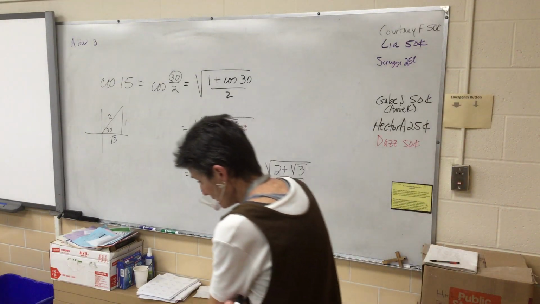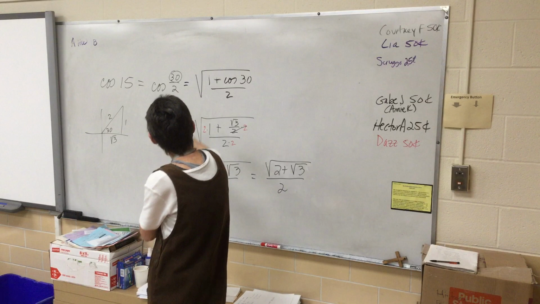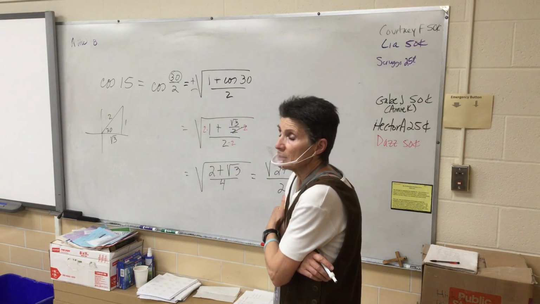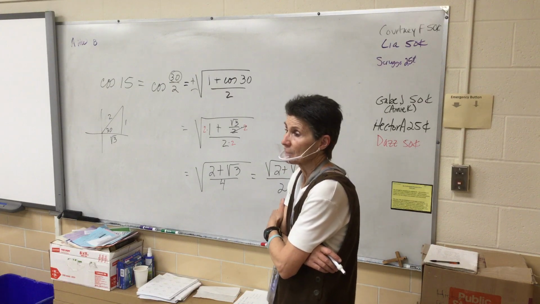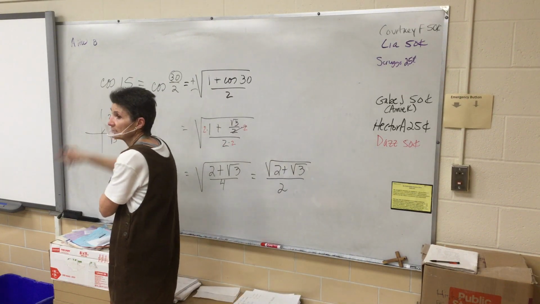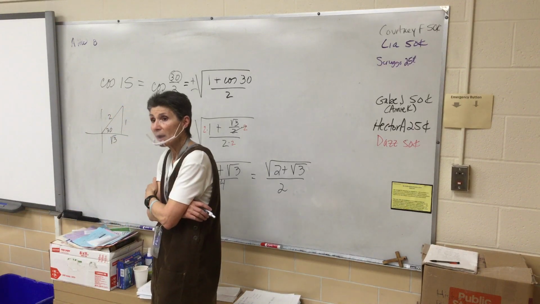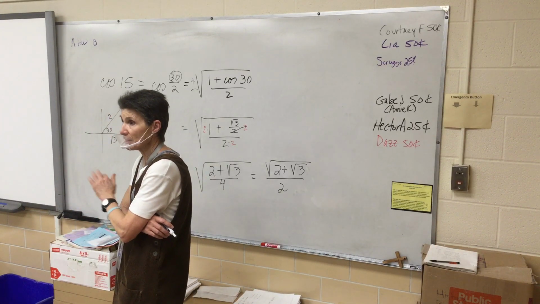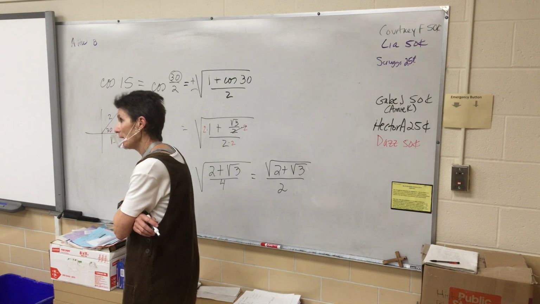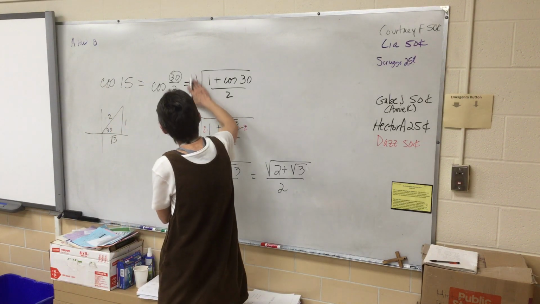Did anybody notice the plus or minus in front of that formula? Did that confuse anybody? So here's the deal. We're finding the cosine of 15. Is that going to be a positive number or a negative number? Think about where 15 is. 15 will be positive. So that's why I didn't really use it.